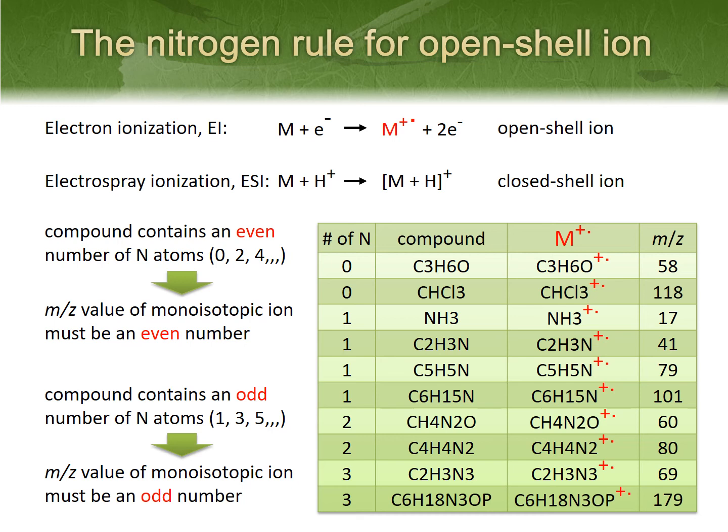its m over z value must be an even number. On the contrary, in the case where a compound contains an odd number of nitrogen atoms, its m over z value must be an odd number. Let's look at the table on the slide. The compound containing an even number of nitrogen atoms possesses even m over z values. The compound containing an odd number of nitrogen atoms possesses odd m over z values.